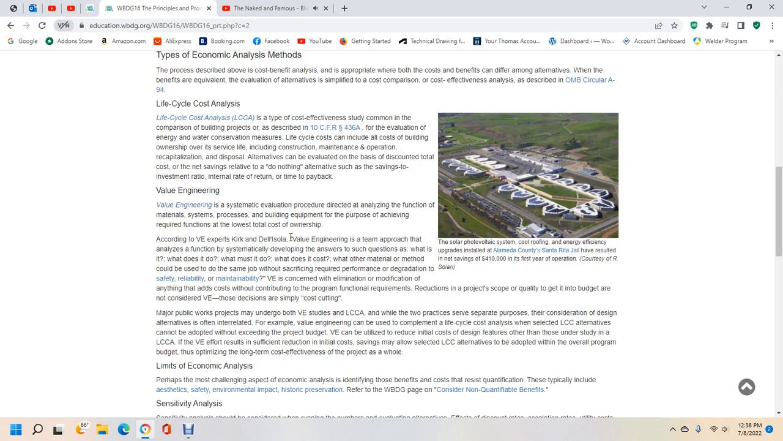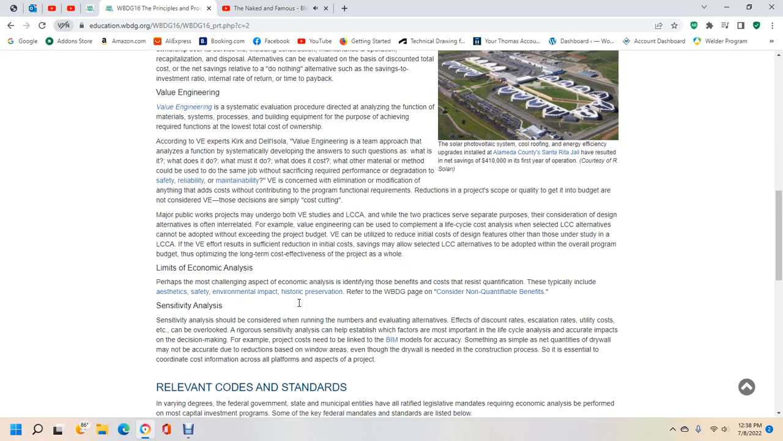without sacrificing required performance, safety, reliability, or maintainability? Value engineering is considered eliminating or modifying anything that adds cost without contributing to program function. Reduction of the project scope or quality to get into the budget is not value engineering. This decision is simply cost cutting.